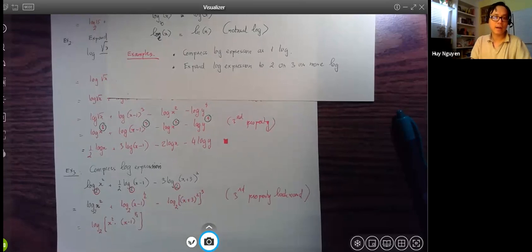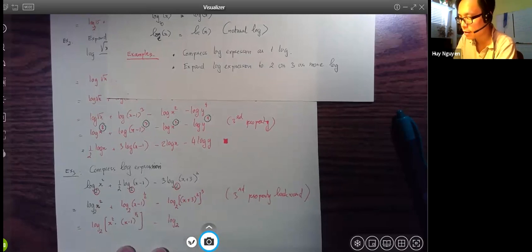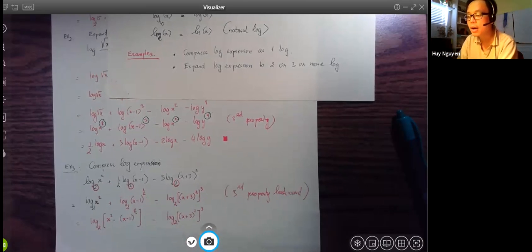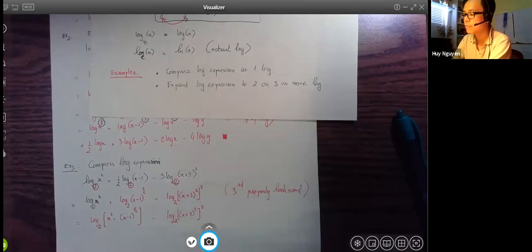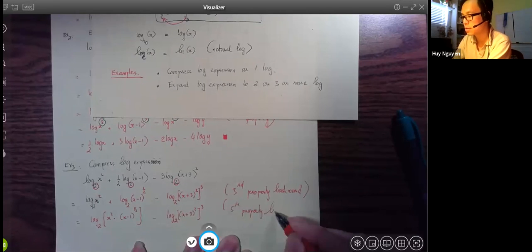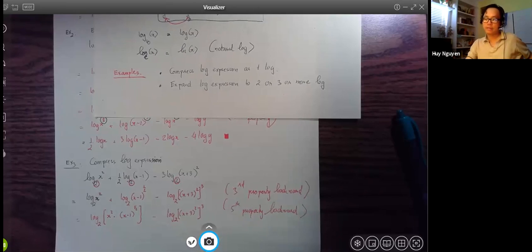Everybody see that or not? This one, I'm not touching. I'm going to just go ahead and rewrite it. I don't want to touch it right now. You can touch it, but I don't want to, because some students are good, some are not. So I just leave it for the time being. So everybody get me over here? So this is fifth property, backward. Ask me right away if you don't get it, okay?